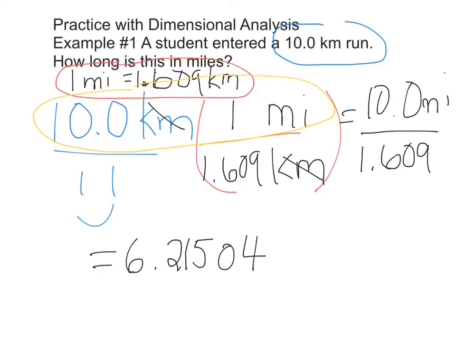21504, and it just kind of keeps going for a little while. And I know, of course, that my measurement had 3 significant figures. We don't count those for our conversion factors. And so I'm going to need to cut this number at 3 significant figures. And so right now, I've got it down to 4. And so I can see that I'm going to have to round this 2 to this 1 to a 2. So we're talking about 6.22 miles for this person that's going to run that 10-kilometer run.